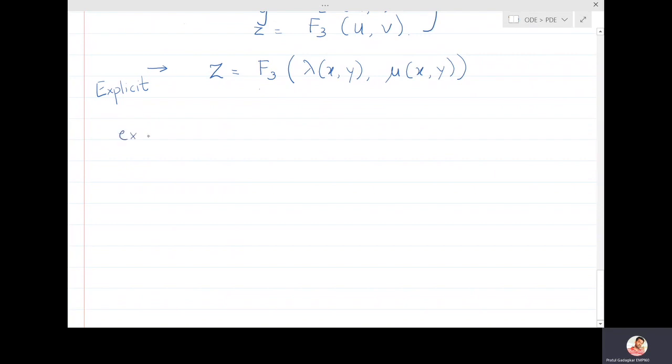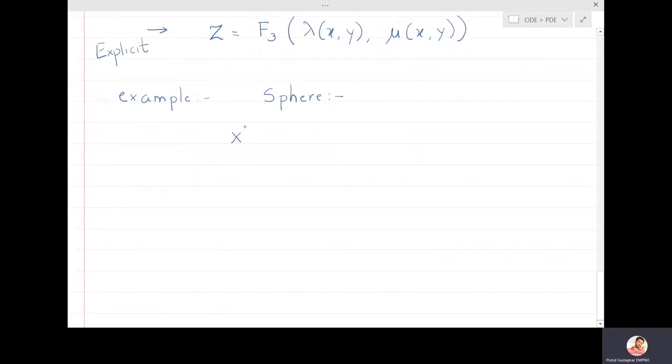So let me take one simple example. The simplest example of a surface that we all know is a sphere. So let me take the standard sphere, x squared plus y squared plus z squared equal to 1. I want to determine what are the parametric equations for the sphere. So I will start with some simple calculations. We all know that sine squared theta plus cos squared theta is equal to how much? Sine squared theta plus cos squared theta is equal to 1. So that will be helping us here.